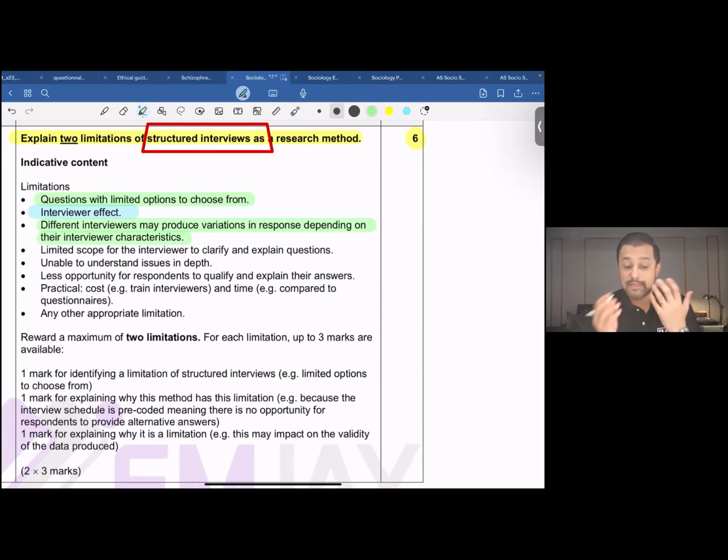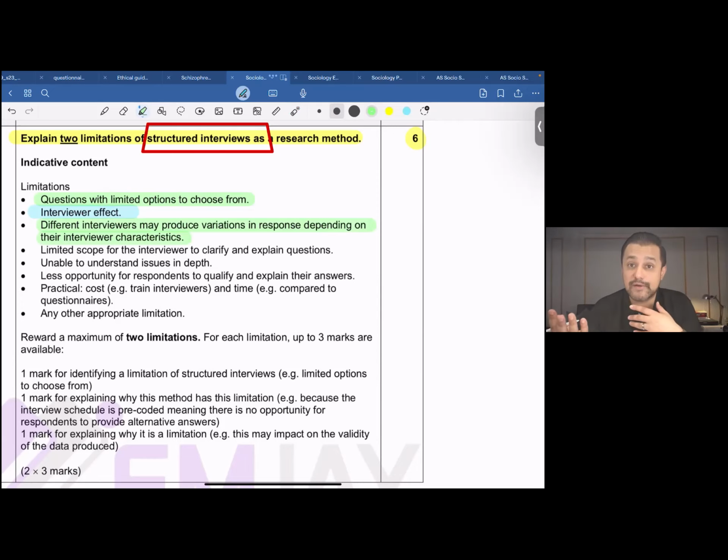Among these characteristics could be your social class, your gender, your ethnicity, your education, your background, your religion, your political predisposition. So these are some characteristics of the interviewer that might affect the responses that are received, right? There's a possibility that the interviewee might feel very intimidated.